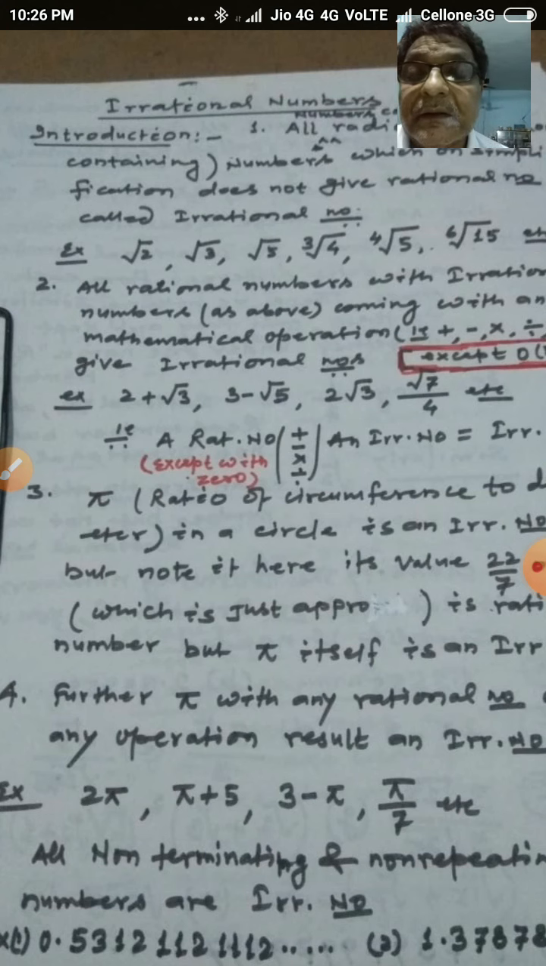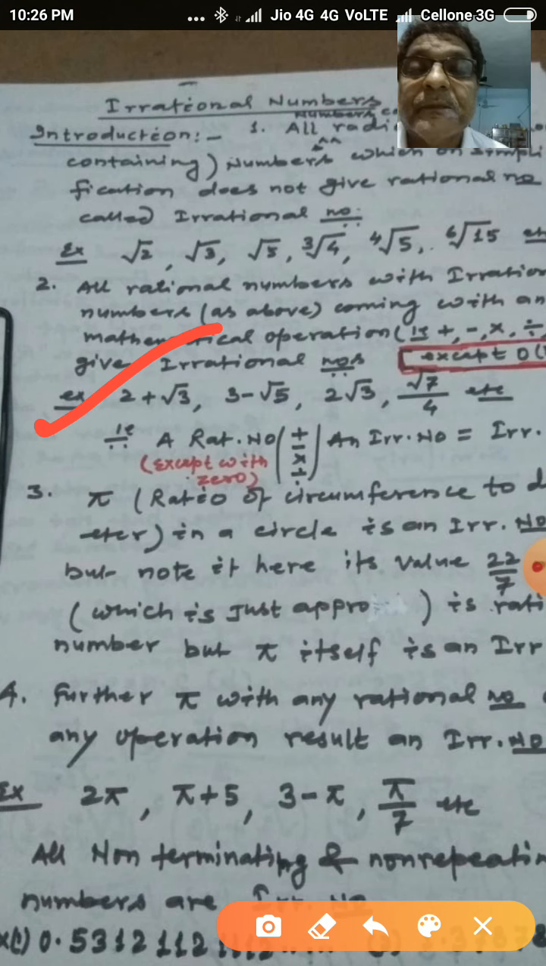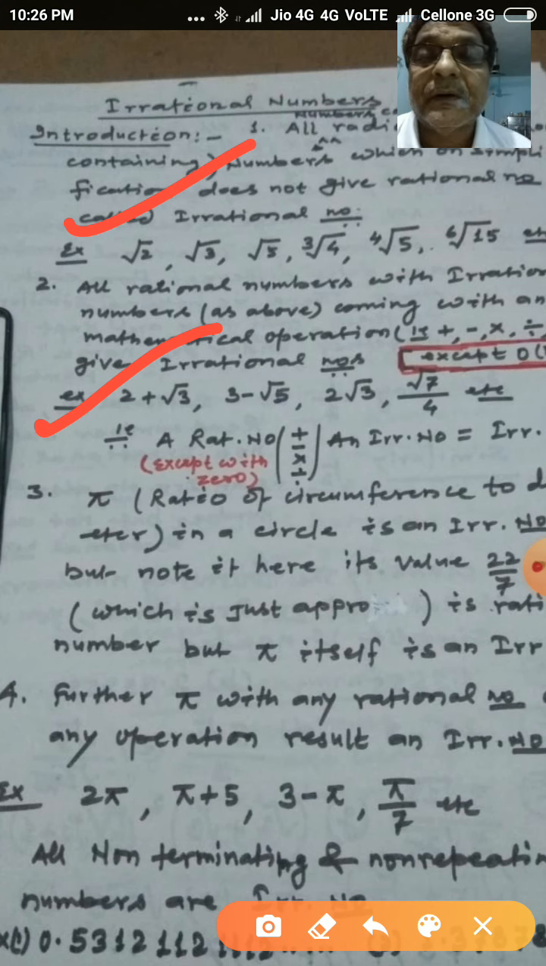As examples, here are 2 plus root 3, 3 minus root 5, 2 root 3, root 7 by 4. Here you see in all these examples one rational number and one irrational number has been taken, either with plus sign or minus sign or multiplication sign or divide sign. They always result in an irrational number. So students, take the concept here of what the different types of irrational numbers are, which we will consider in our exercise problems while solving questions.